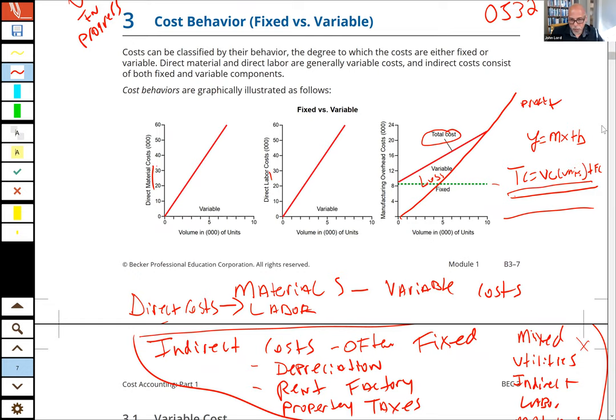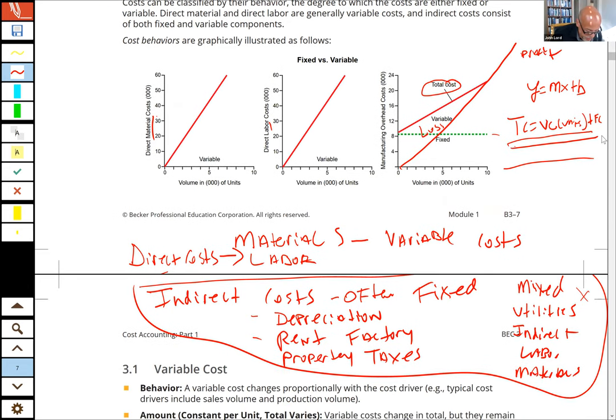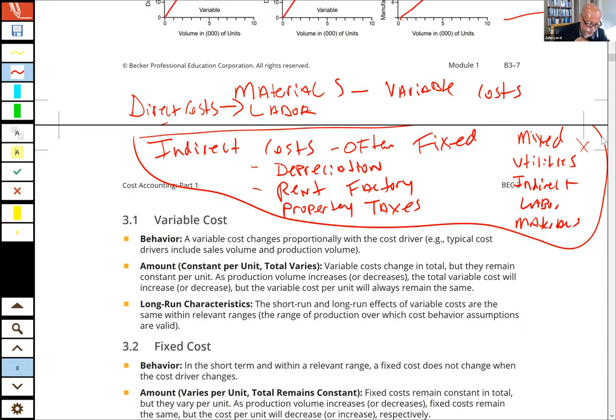But at this point, all we're talking about is how our costs move, or how they behave. Variable costs increase as the units increase. Fixed costs stay the same regardless of the units. Now they start talking about our variable costs, and again, direct materials and direct labor, let's just think of those as our variable costs.